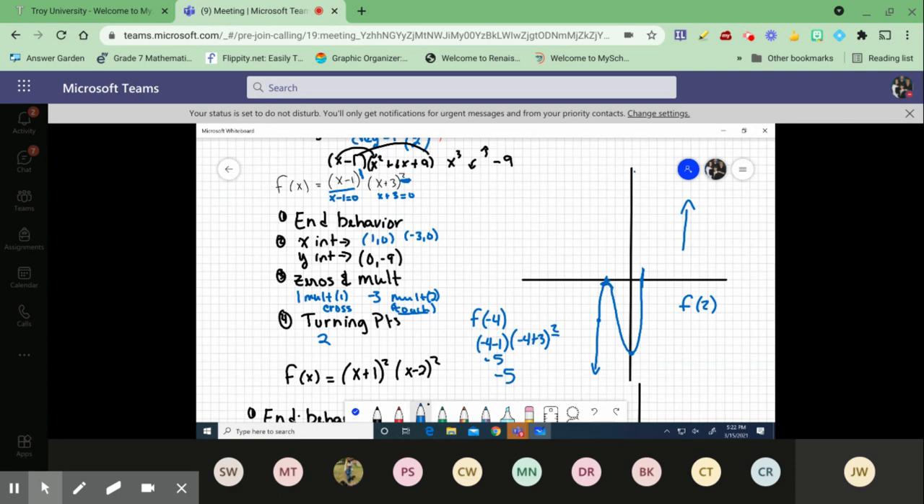At 2, I'm going to have 2 minus 1 and 2 plus 3 squared. So I've got 1 times 5 squared gives me a 25. So I am not going to make that 2, 25. It's going to be way up here somewhere, unless I make all of these by like a 5 or at least a 2.